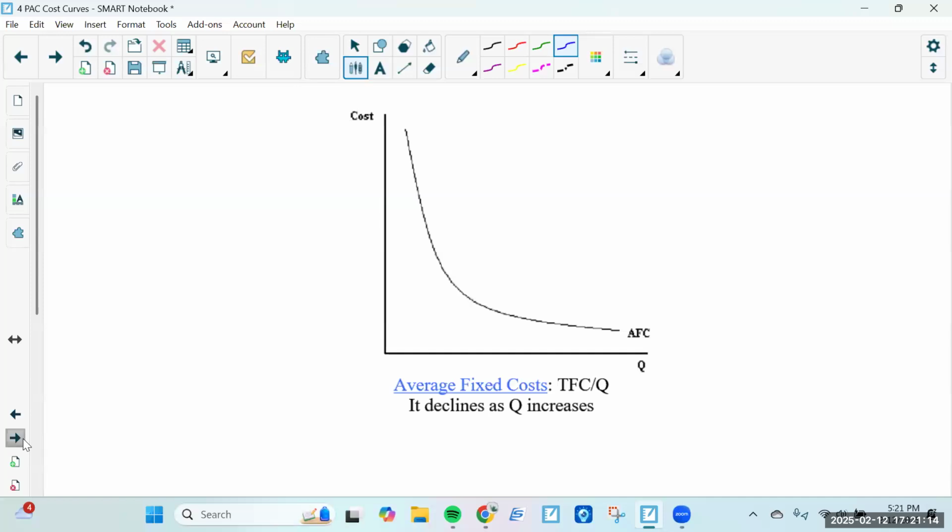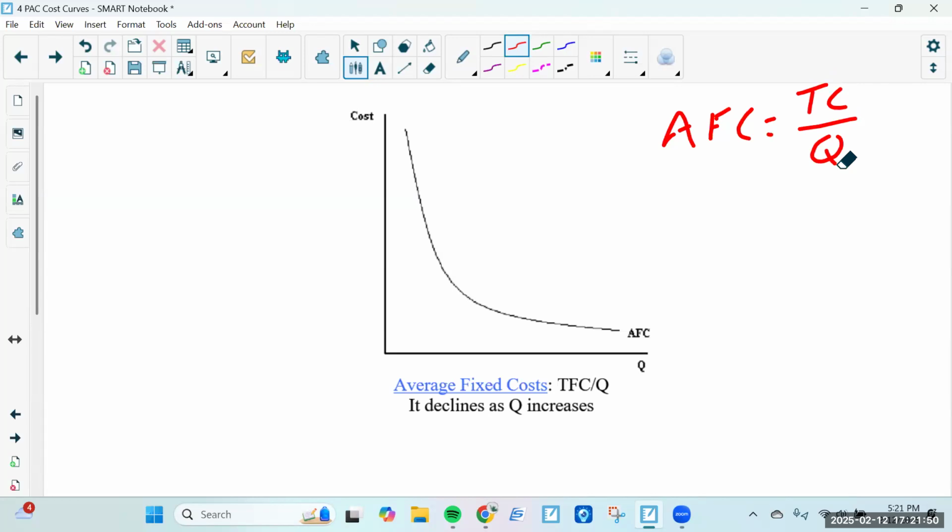This is another graph you're probably never going to have to draw, but understanding what it is will help you a ton later on when we're dealing with whether a firm should stay in business or go out of business and that sort of stuff. To get an average, you always divide the total by the quantity. So for average fixed cost, I take my total fixed cost and divide it by the quantity of output.